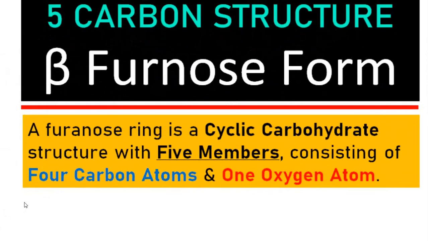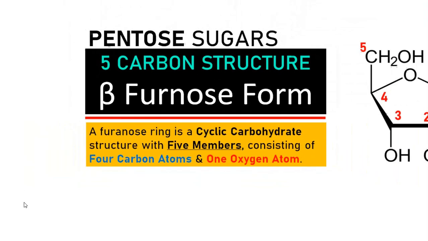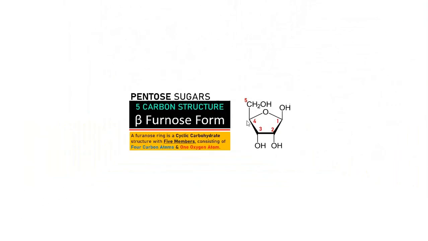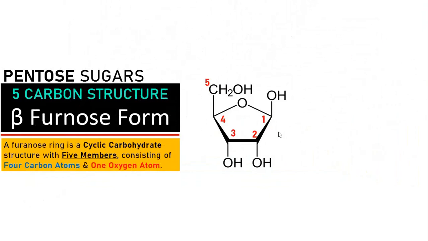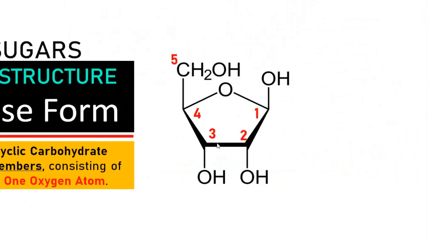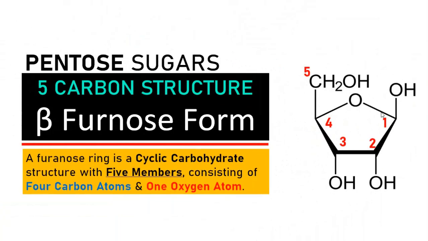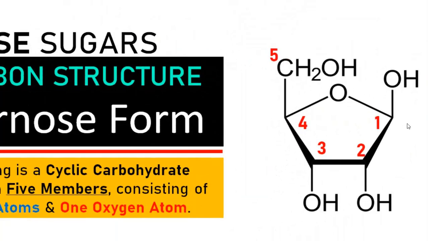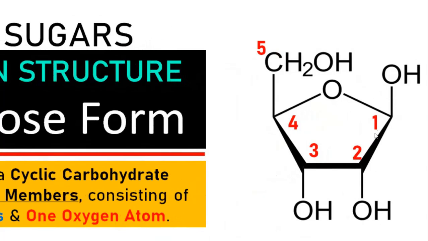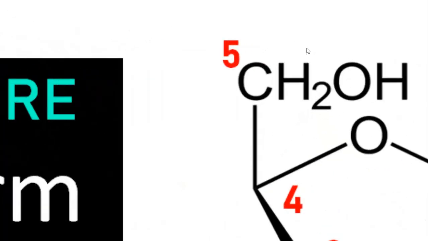A furanose ring is a cyclic carbohydrate structure with 5 members consisting of 4 carbon atoms as well as 1 oxygen atom. So here we can see that this is the furanose ring. 1, 2, 3, 4 carbons are present and 1 oxygen is present. But as we discussed, this is a 5 carbon sugar. In these sugars, usually 4 carbons are present within the ring and the 5th carbon is present outside the ring.